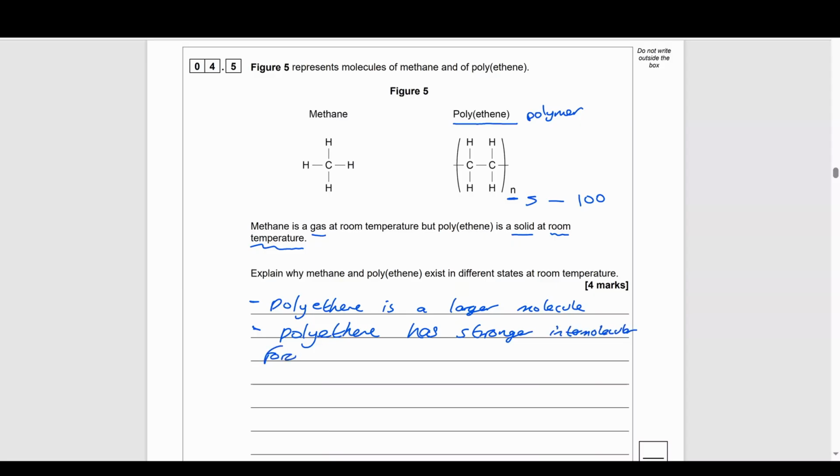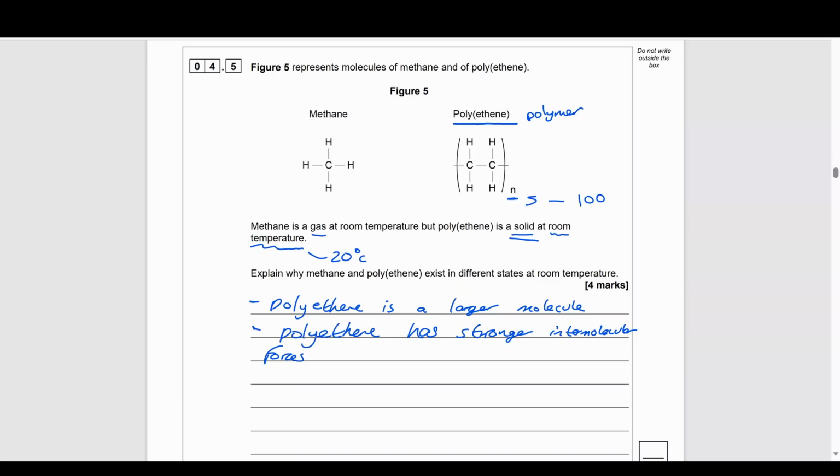Now let's think. Polyethylene is a solid at room temperature. It has stronger intermolecular forces. So if room temperature we take to be about 20 degrees, at 20 degrees, there's going to be no melting of this polyethylene. At 20 degrees for methane, it's going to be turning to a gas. So it's gone past the solid phase. So what does that mean in terms of forces now? It means that the forces, when polyethylene is present, are not going to be broken. Whereas for methane, they would be.